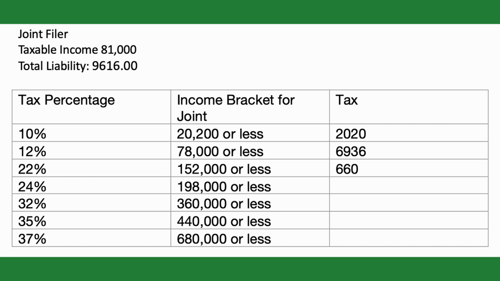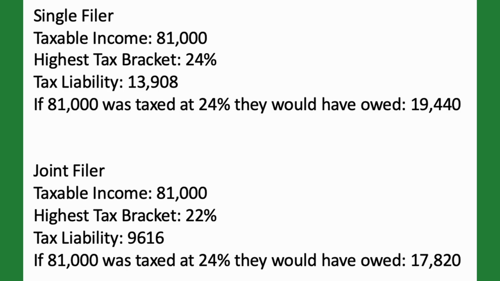So the income tax liability for this is $2,020 plus $9,936 plus $660, which comes out to $9,616. Now, I want to demonstrate for you that in both cases, they paid less than if they were taxed at the tax bracket rate for the entirety of the income. Again, this is why it's called a progressive tax system.